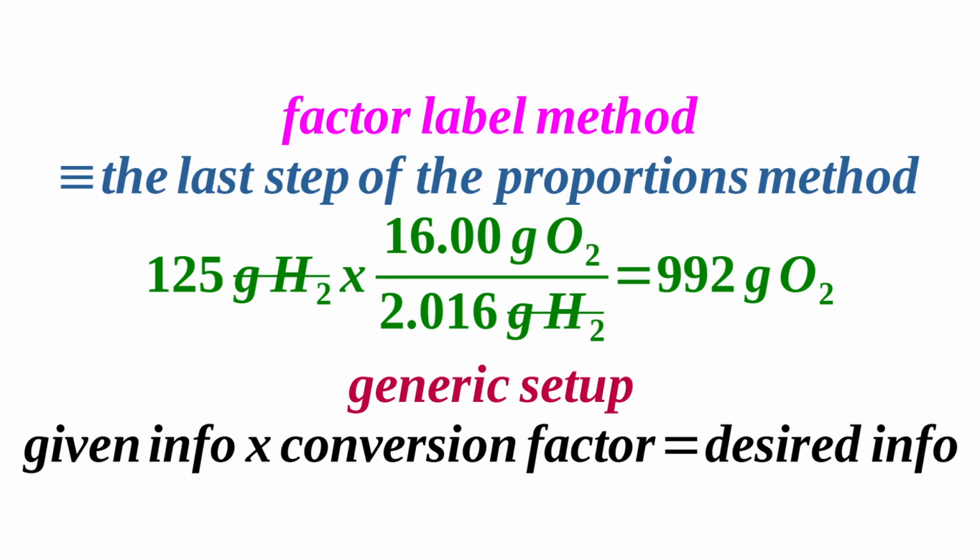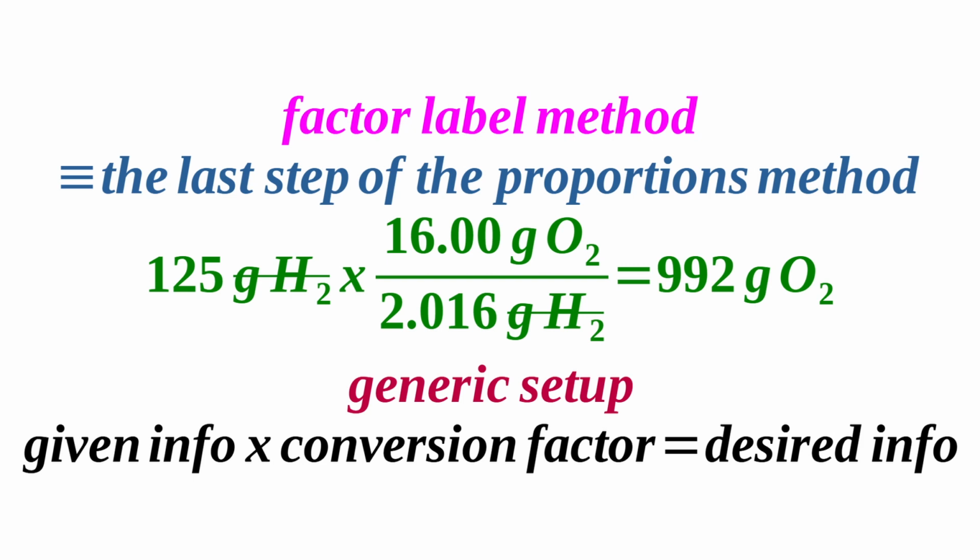The one known ratio, namely 16.00 gram O2 to 2.016 gram H2 written in the fractional form, is called the conversion factor, since it helps the conversion of units and always multiplies the given info as a factor does. Thus, the simplest generic setup of the factor label method is given info times conversion factor equals desired info.